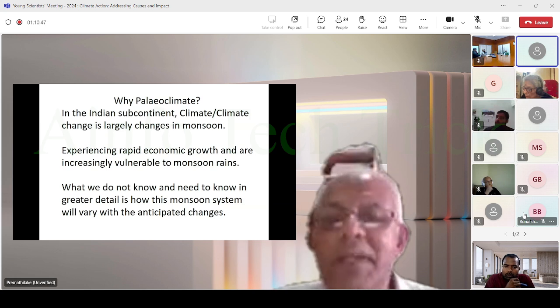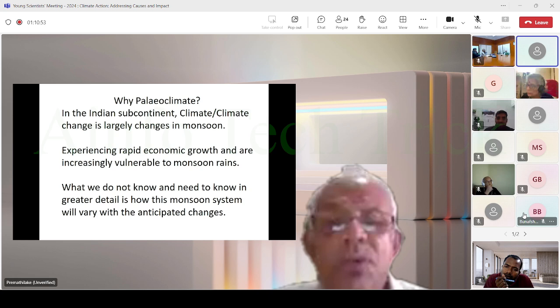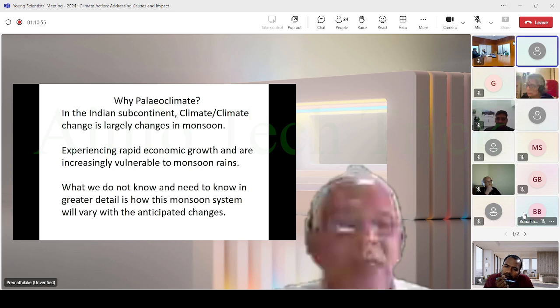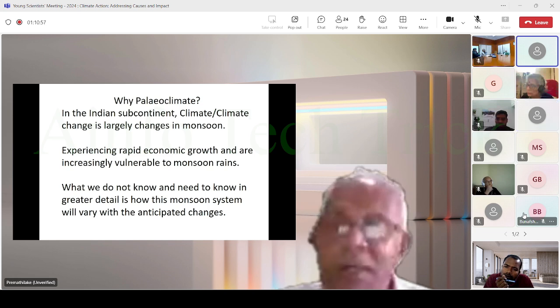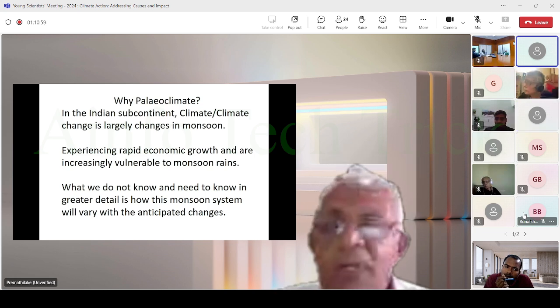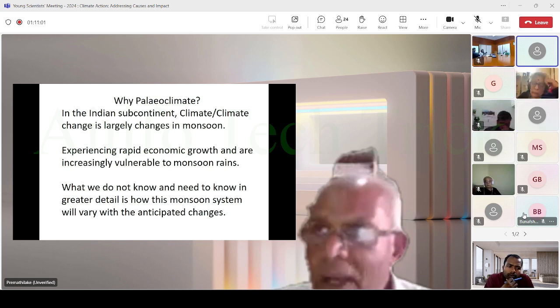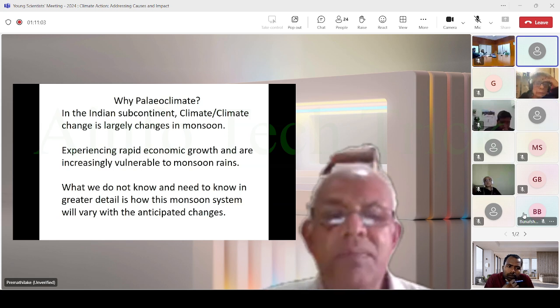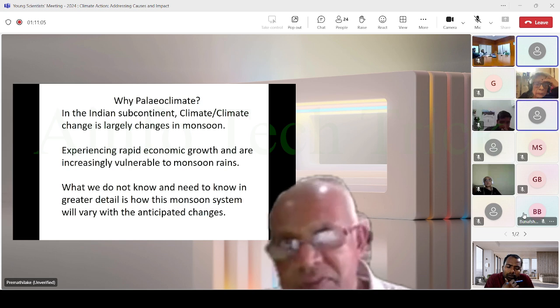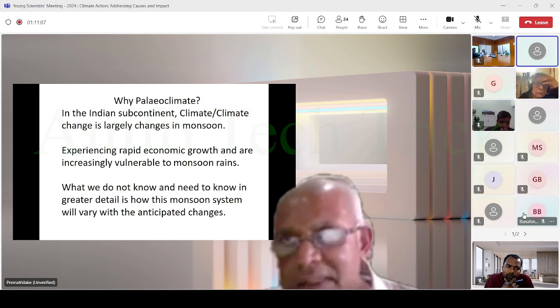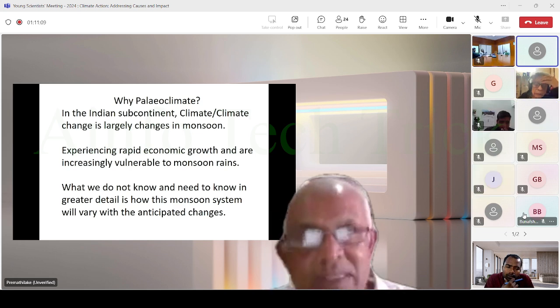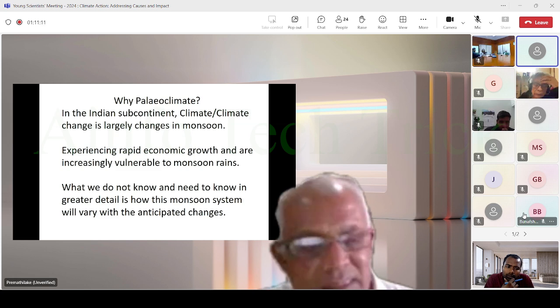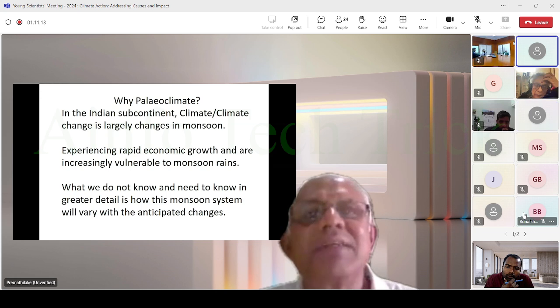And it is extremely important to understand how the monsoon has worked in the past. What we do not know, and we certainly know some about, but we need greater detail of how the monsoon system has worked in the past, and also it will give us a much better understanding of the anticipated changes. That's why we are looking at past climate. The past climate is a key to present and future climate modeling and understanding of climate changes.